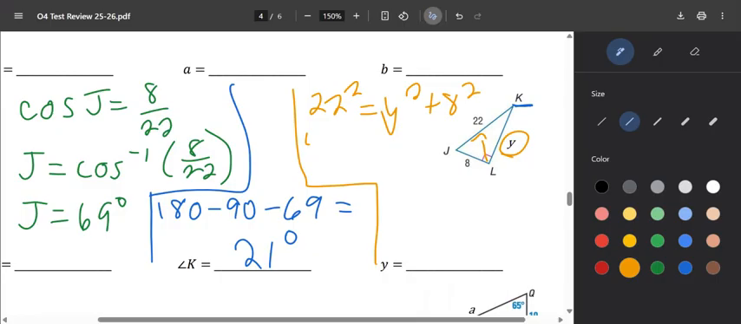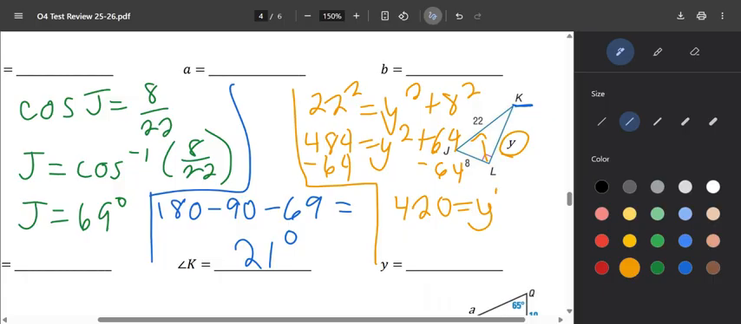22 squared is 484, and then that equals y squared plus 64. We're going to subtract 64 from both sides. We get 420 is equal to y squared. And then we can take the square root. Now, when we are doing this problem and we are solving for a whole triangle, we're just going to get a decimal answer and round it to the nearest tenth.